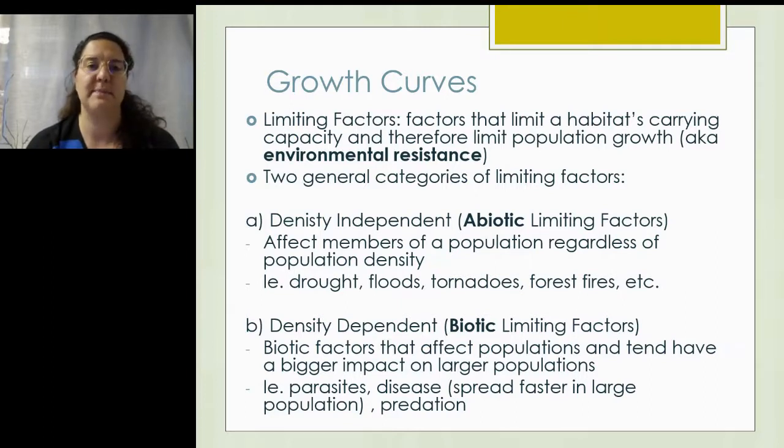Then there's the density dependent limiting factors, and these are biotic limiting factors. These are biotic factors that affect a population, and they often have bigger impacts on the population because they occur more often. So this would be things like parasites, whether a disease will spread more quickly in large, closely grouped populations, and the role of predation in a population. They all will limit the growth of a population in a certain area.